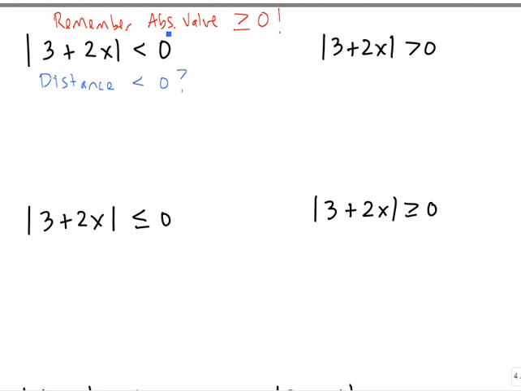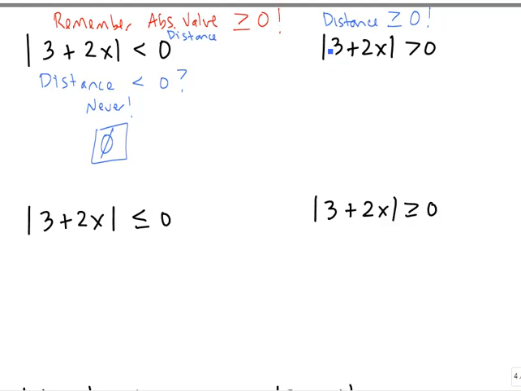Well, absolute values are distances. So a distance is always going to be greater than or equal to 0 because a distance is always positive or possibly equal to 0. So when is a distance ever going to be less than 0? Never. So this one is going to have no solution. Okay? So when you're comparing an inequality and you want to know when is it less than 0, that's impossible. So you get no solution.